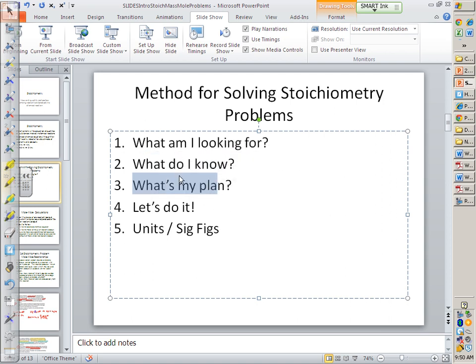Once we know what we're looking for and what we know, now we make a plan to get there. How do we get from what we know to what we want to know? In terms of stoichiometry problems, that's a set of conversion factors. And we'll set up the conversion factors in a way to cancel units, the ones we don't want, and give us the units that we do want, just like we've done with conversion factors all along. Then we do it, then we worry about units and certain and uncertain digits and all that fun stuff. Good there. All right.